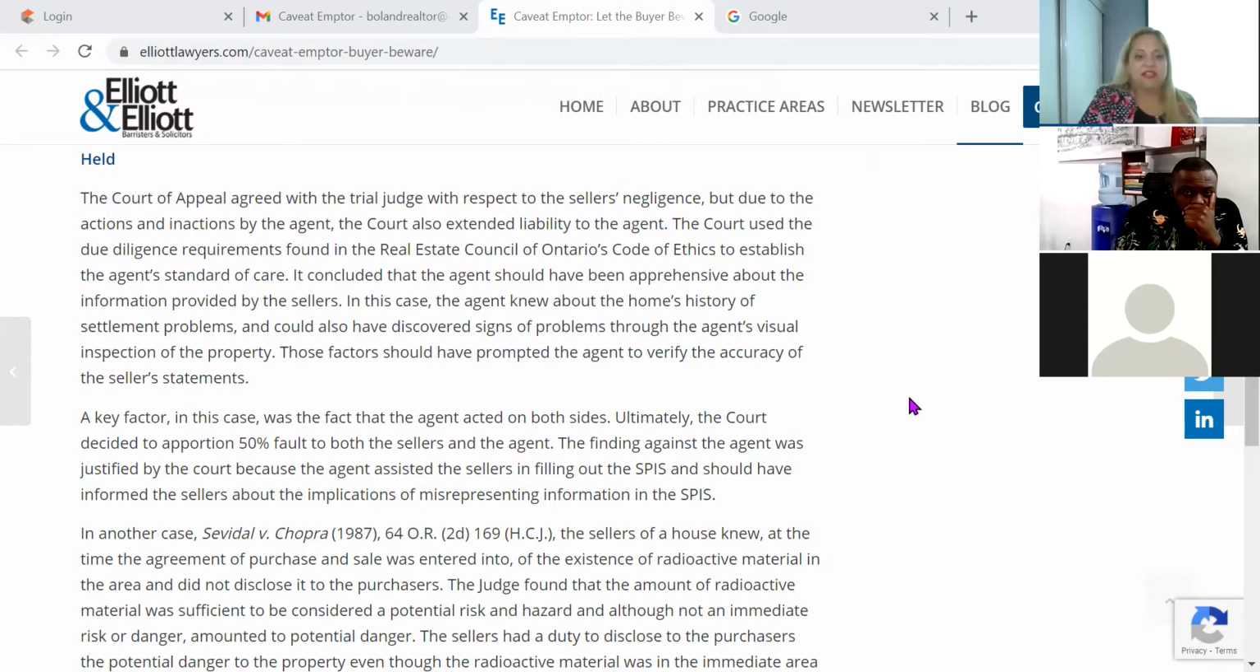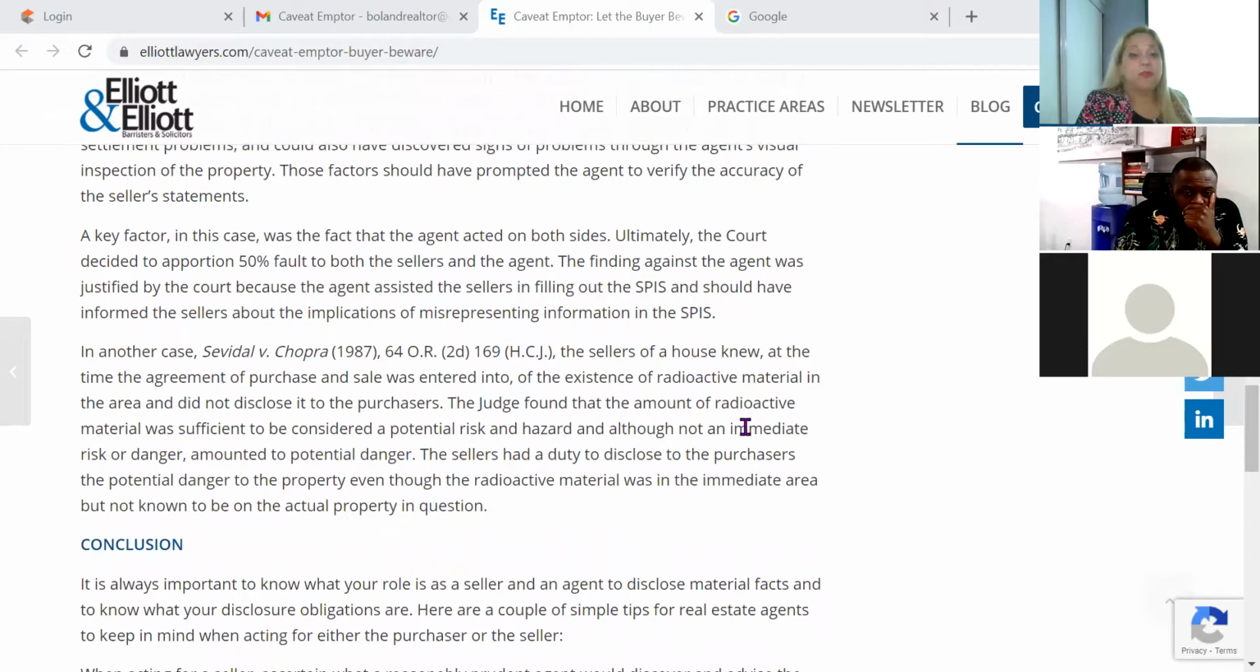A key factor in this case was the fact that the agent acted on both sides. So again, multiple representation. It may sound great, we're getting both sides of the commission, but it's a very, very tricky situation. Ultimately, the court decided to apportion 50% fault to both the seller and the agent. The finding against the agent was justified by the court because the agent assisted the sellers in filling out the SPIS and should have informed the sellers about the implications of misrepresenting information on the SPIS, right?